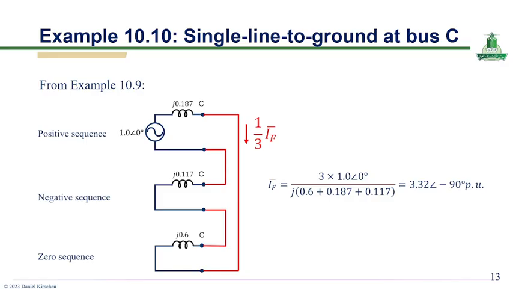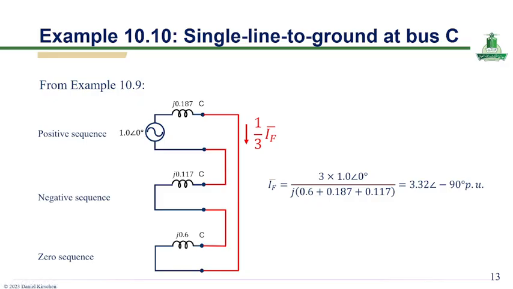Okay, this slide continues the example by showing the sequence network connections and the calculation of the fault current for a single line to ground fault at bus C. Based on the data obtained from the previous example, the positive, negative, and zero sequence Thevenin equivalent impedances at bus C are given as j0.187, j0.117, and j0.6 ohm respectively.